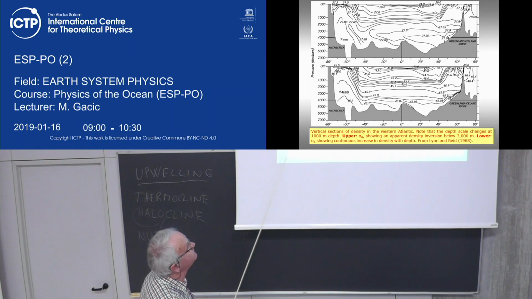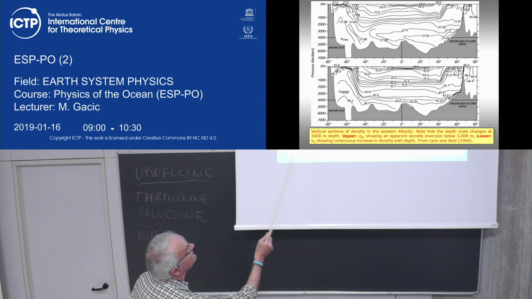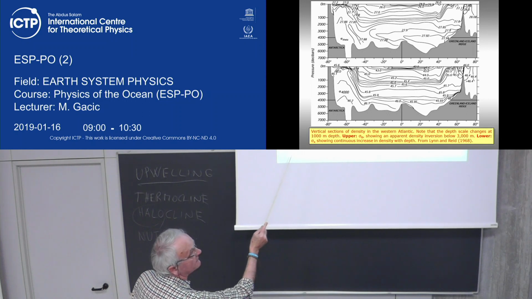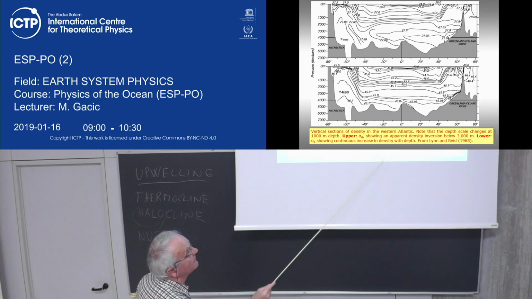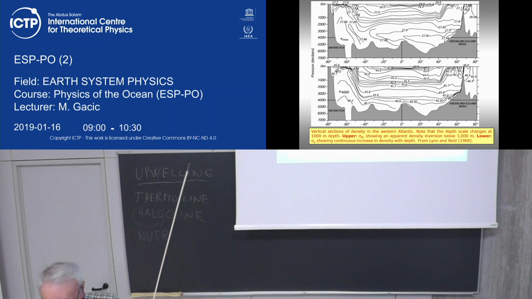And this is the sigma theta, and this is the sigma 4000. So this is just to illustrate the differences in using the 4000 meters or sigma theta to calculate the density. But this is one thing.